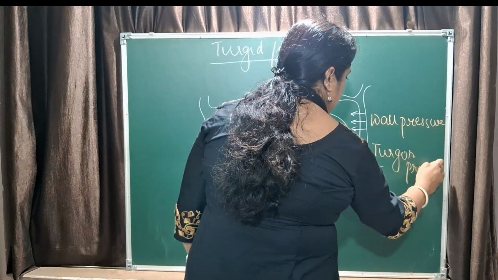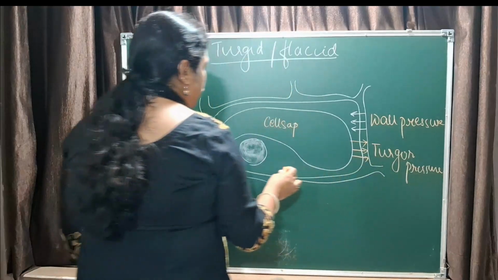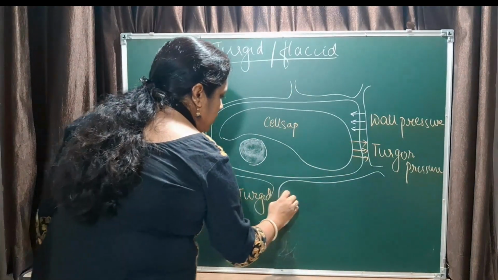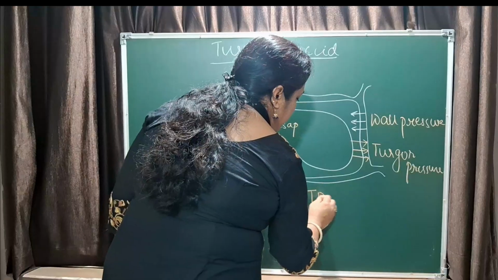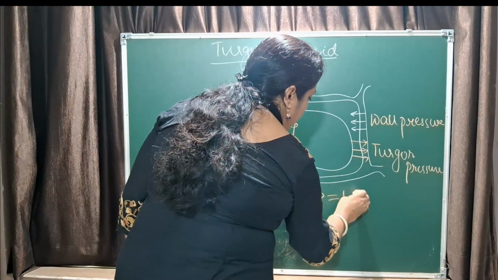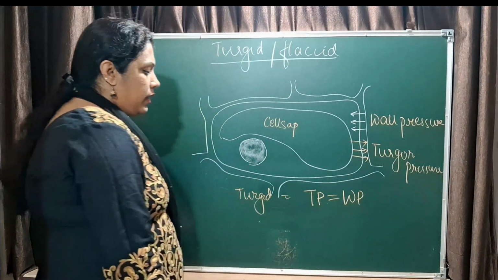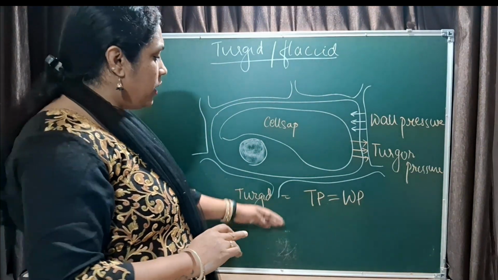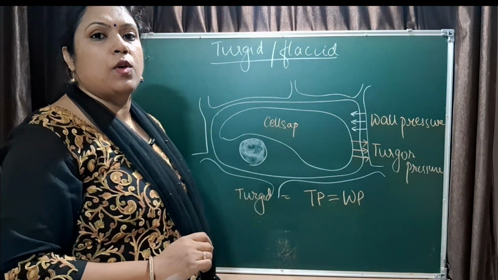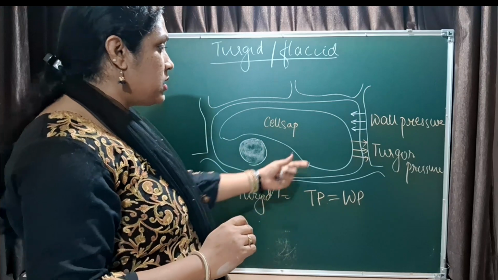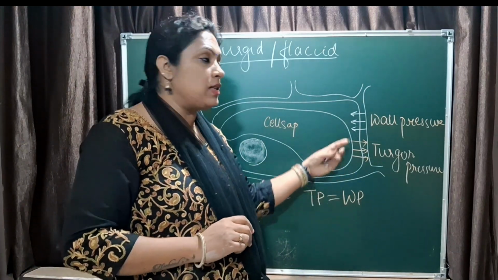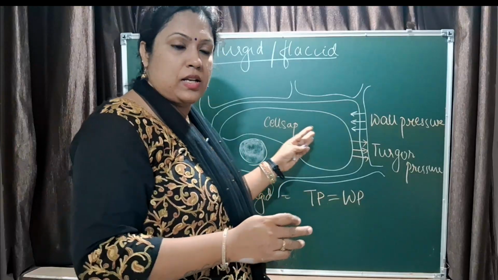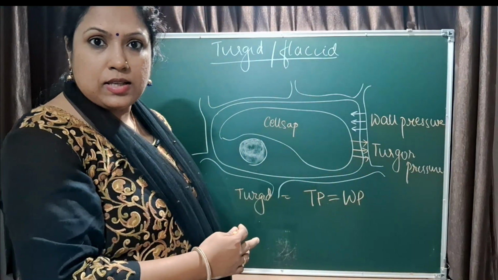Now, in case of a fully turgid cell, the turgor pressure is equal to the wall pressure, right? That means a turgid cell is actually a balanced state where the turgor pressure equals the wall pressure. By any chance, if the turgor pressure increases, the cell will burst, and by any chance if the wall pressure increases, the cell will shrink. Is that clear?